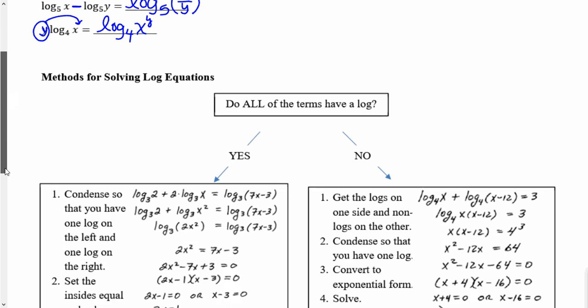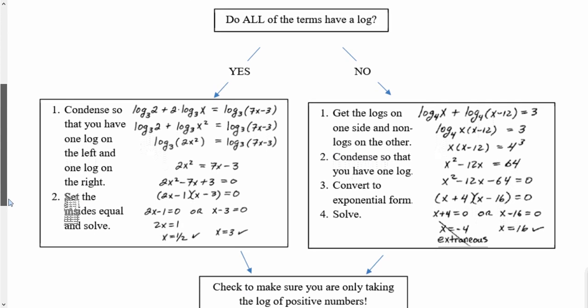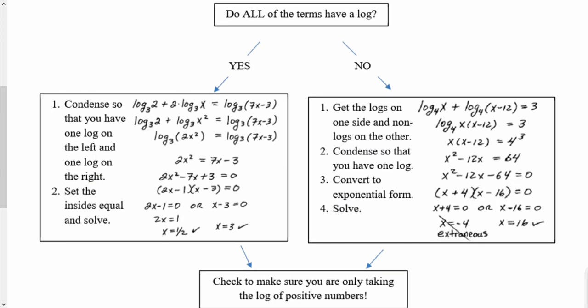This next bit here is a flowchart of methods for solving log equations. So when I have a log equation, the first thing I want to do is look at the terms. Do all of the terms have a logarithm? If so, I'm going to use this method here. If some of the terms do not have a log, then I'm going to go with my second method.